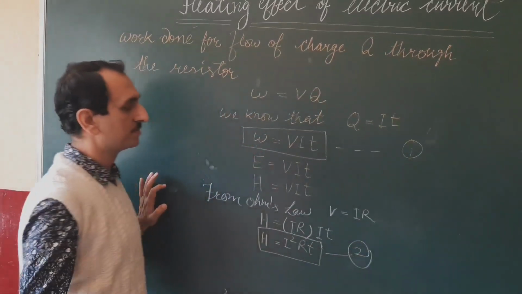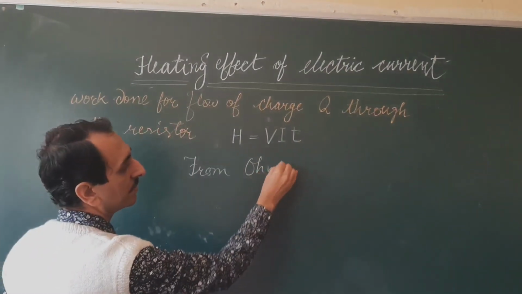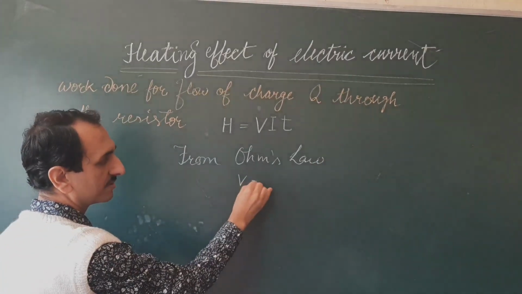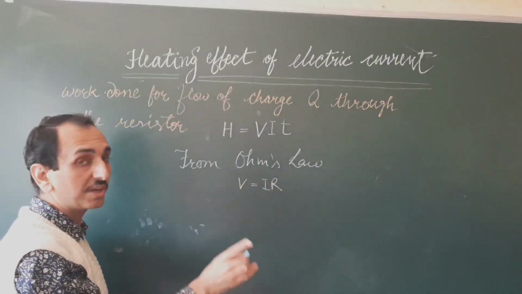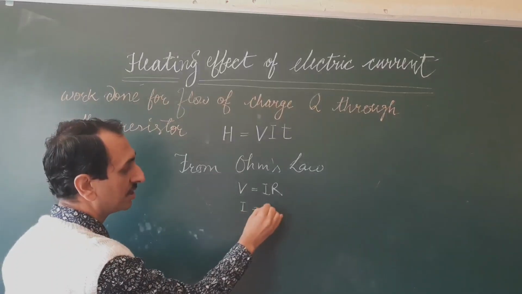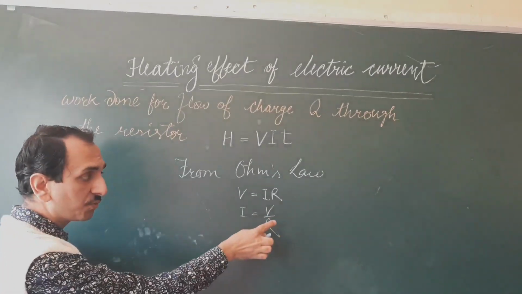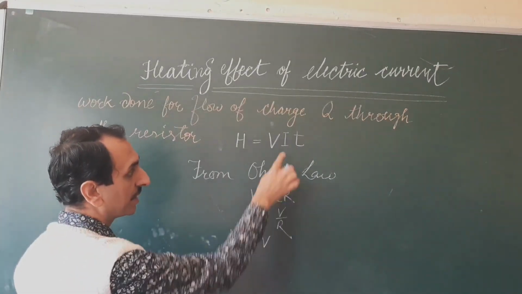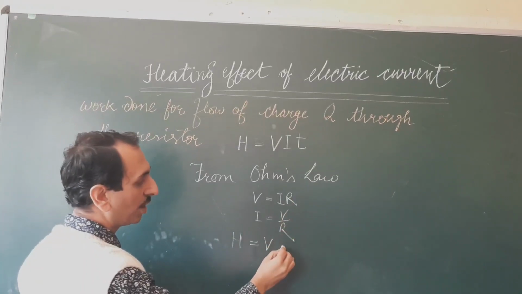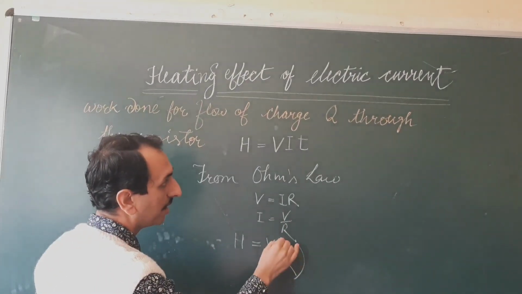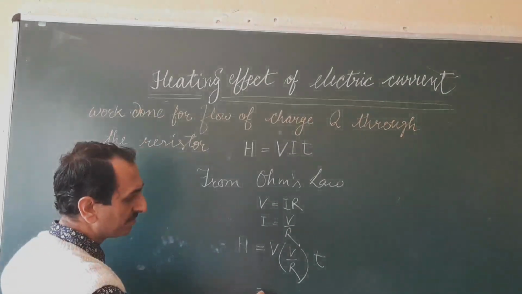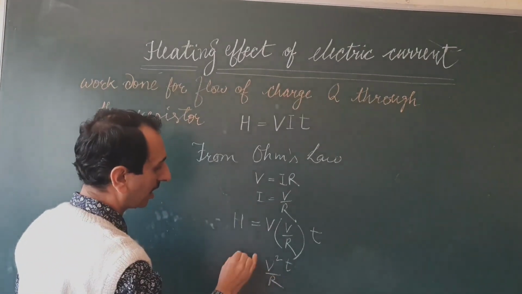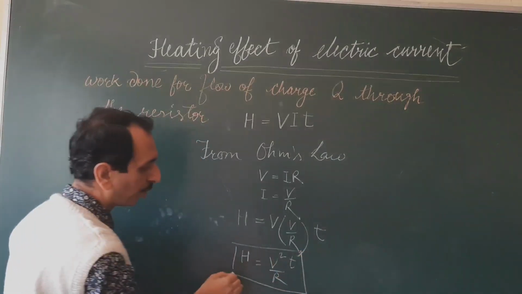Equation 2. From Ohm's law, we know that V is equal to IR. We can find the value of I: I is equal to V upon R. Now we have to fill this value into that. H equal to V, and in the place of I we write V upon R, and T. It will become V square T upon R. This is the third important relation.